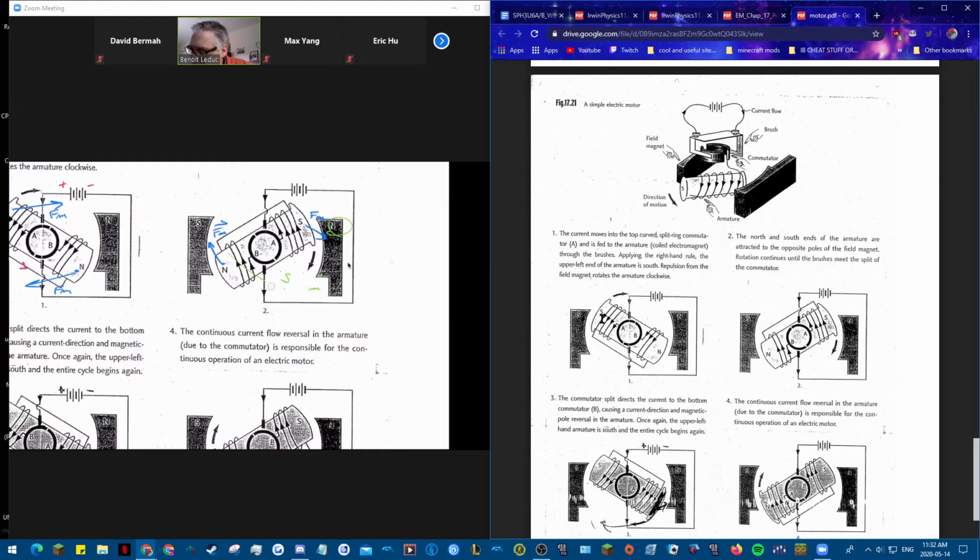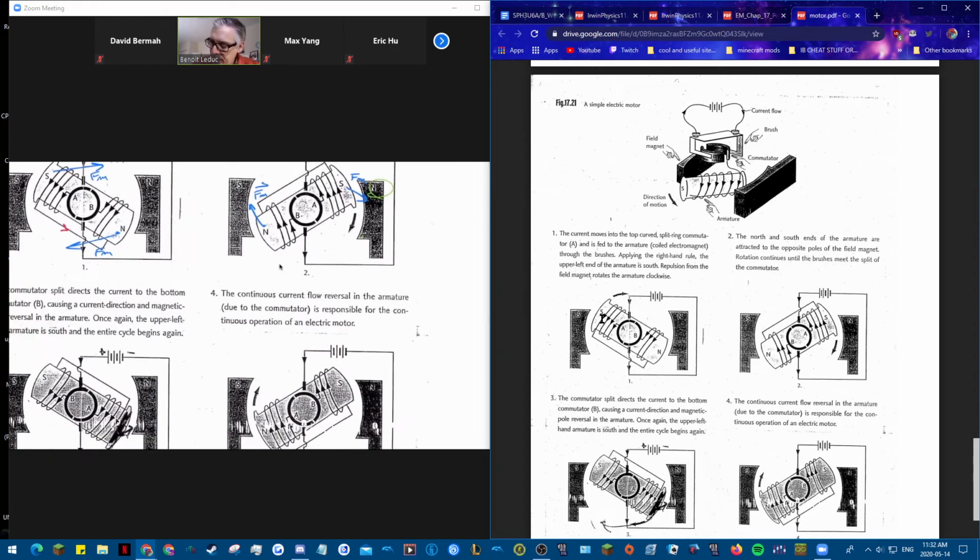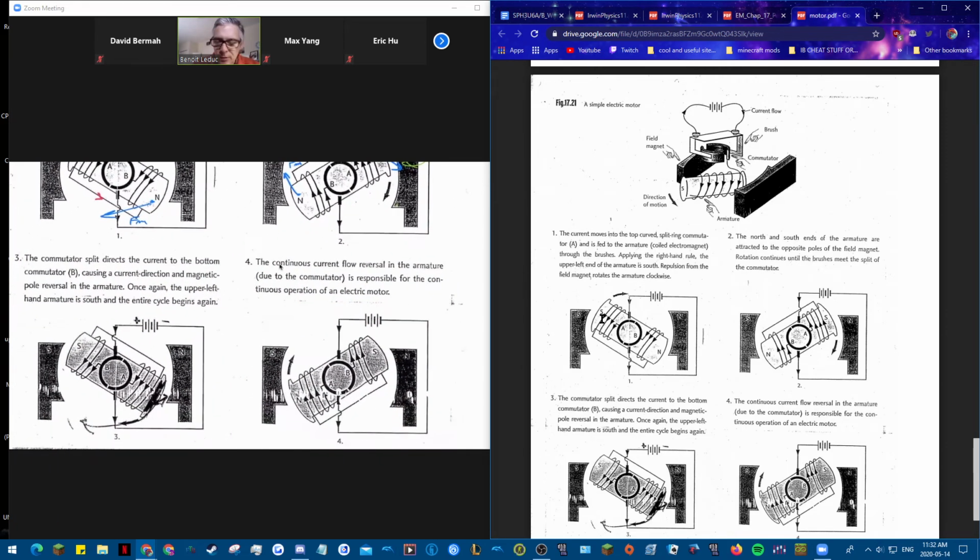What you're going to do is make sure that this side here, the south side, becomes north, and this side becomes south. How do you do this? By changing the direction that the current goes in the coil. And this is done by the split ring commutators. So the next one here, you can see here the next one.